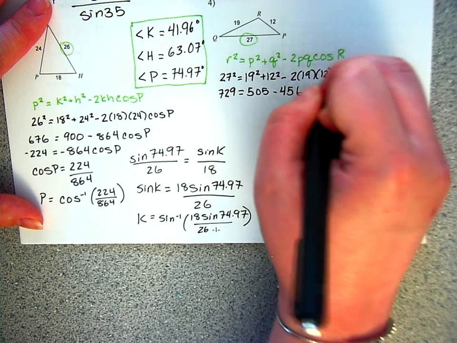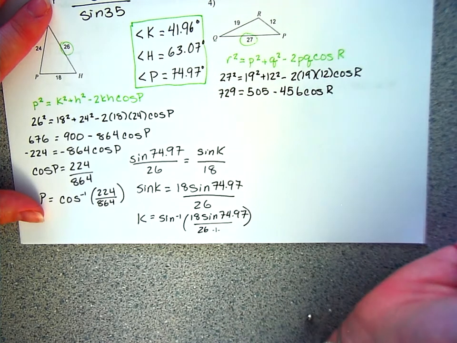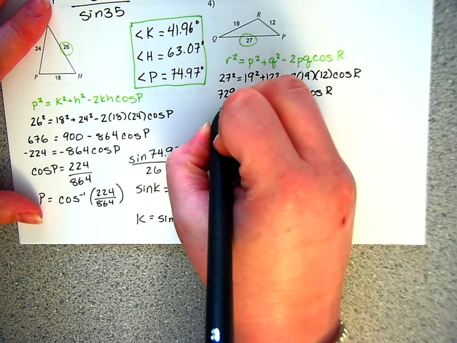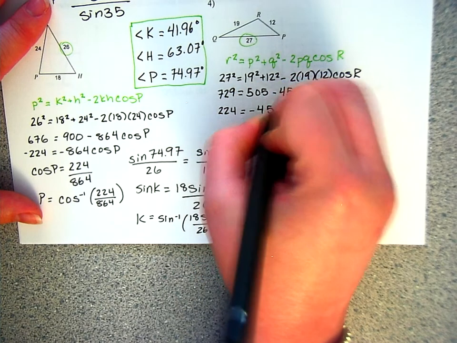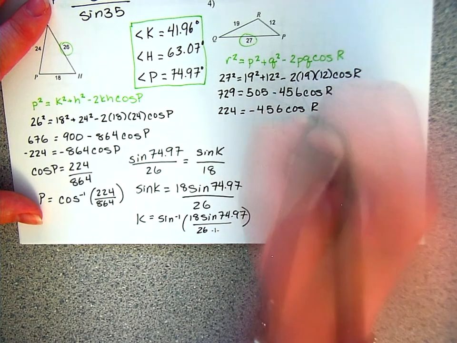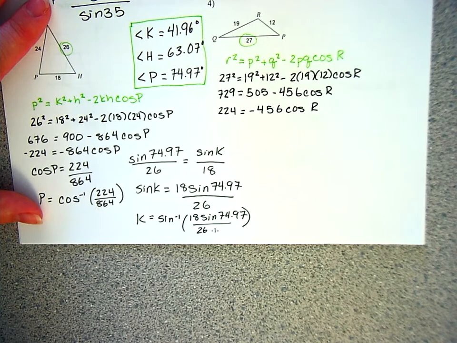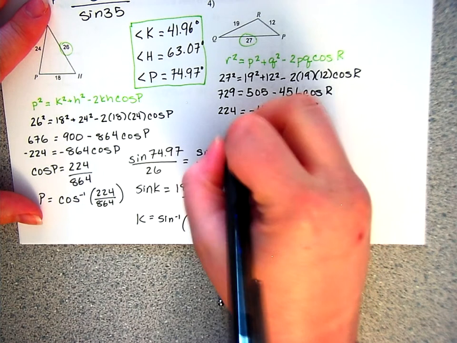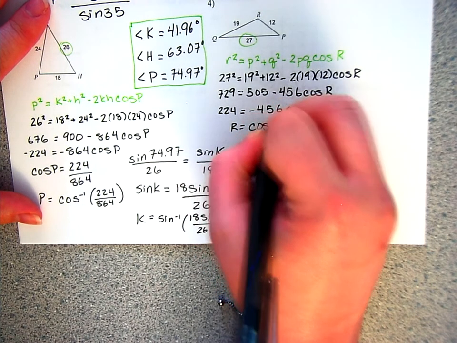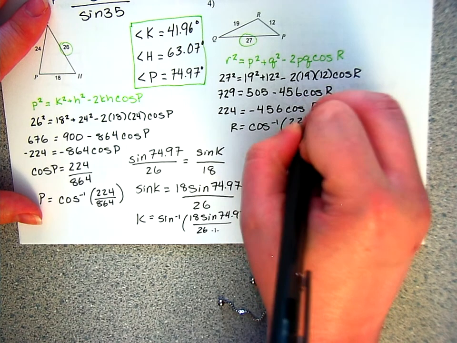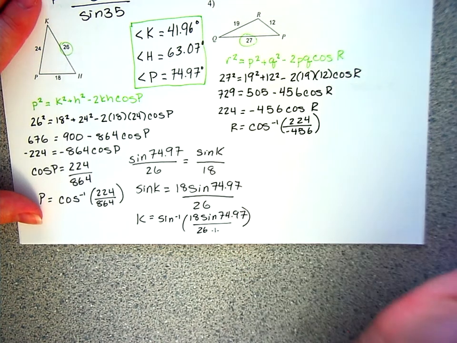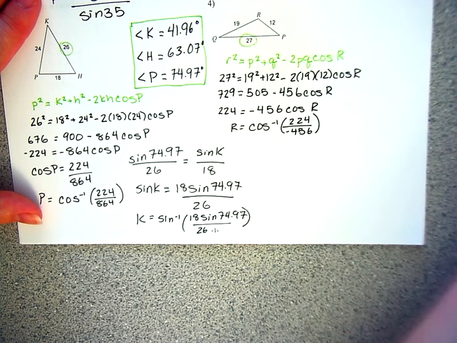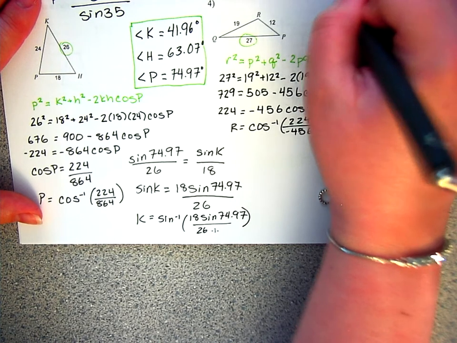Then I'm going to subtract 505, so 224 equals negative 456 cosine r. Then I'm going to divide, and I have to take inverse. So r is going to be equal to cosine inverse of 224 divided by negative 456. Oh, also, what we need to find are these three angles. So we need to find angle Q, angle R, and angle P.